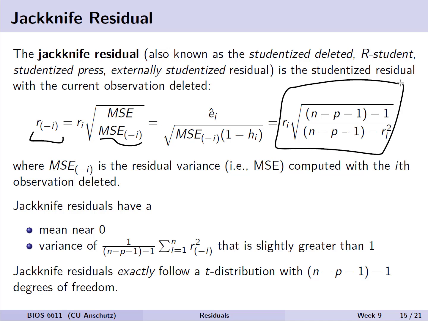One of the nice things about jackknife residuals is that it has a mean near zero, and this variance, as we've defined here, that is also slightly greater than 1, but rather than approximately following a t-distribution, it will exactly follow that t-distribution with n minus p minus 1 degrees of freedom, or n minus p minus 2, if we want to simplify that a little bit.